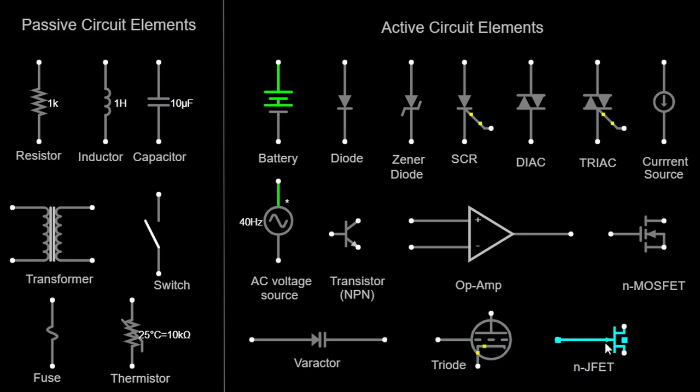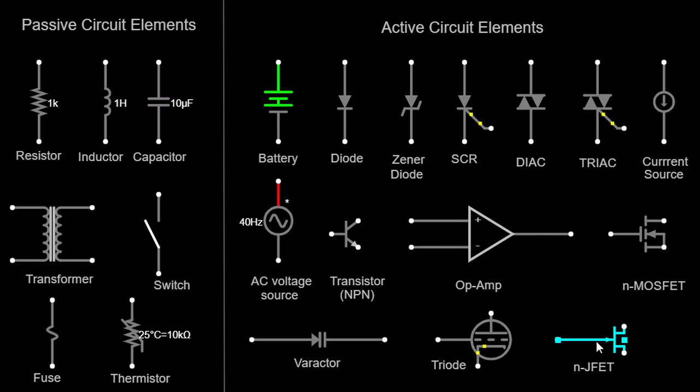NJFET. N-channel junction field effect transistor. An NJFET is a type of field effect transistor where the majority charge carriers are negative charge carriers, electrons. It is used for amplification and switching applications. NJFETs are represented by a line with an arrow pointing inward on the source side.